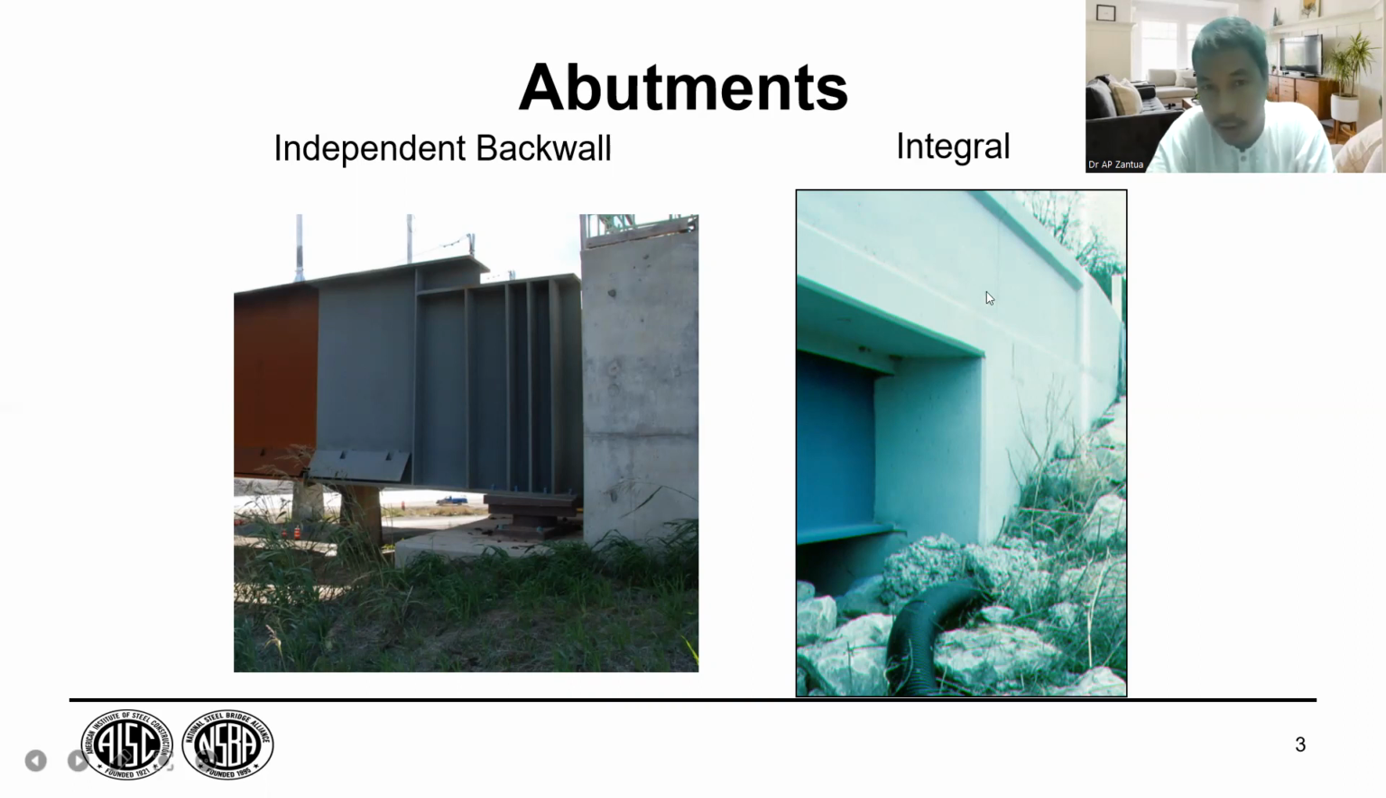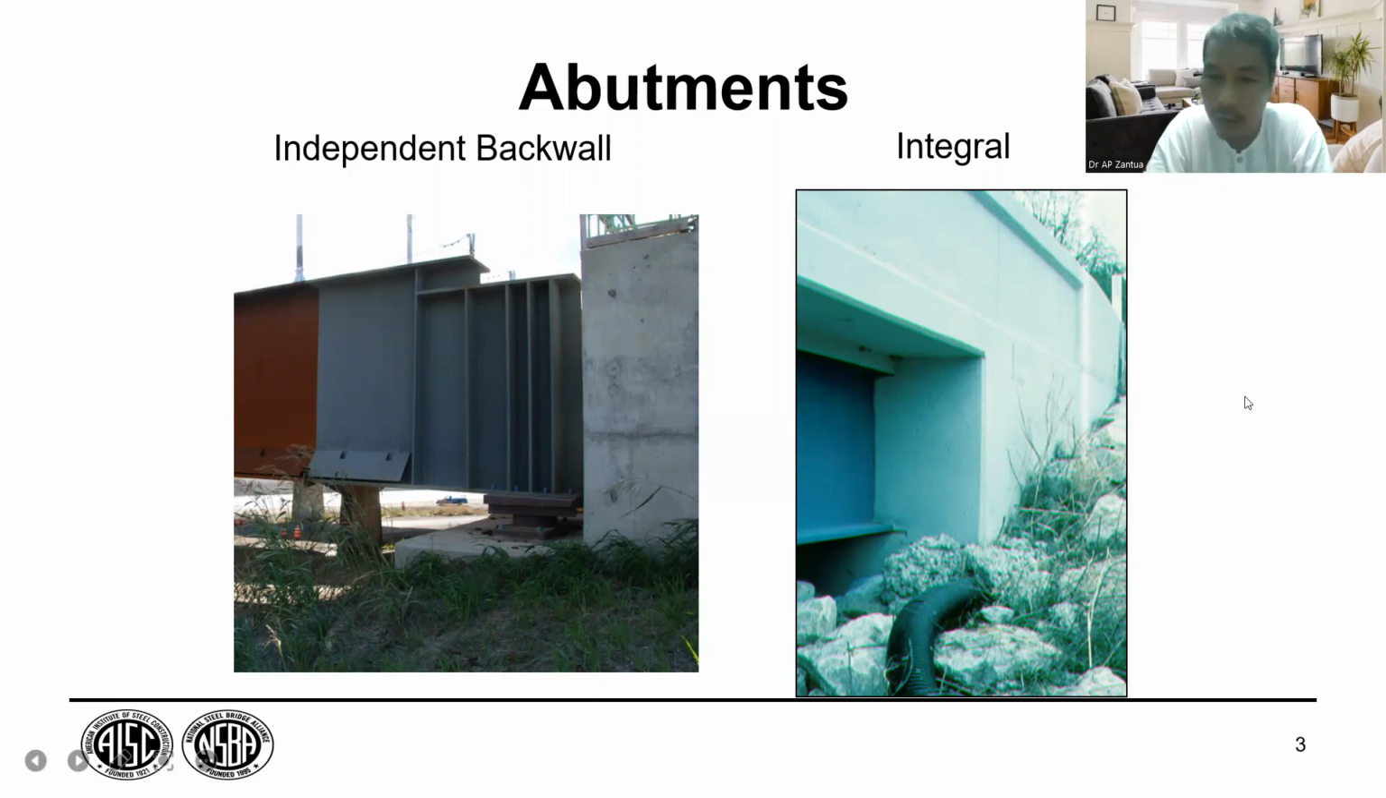So the integral type of abutment means the bridge and the abutment are poured as one single unit. This is the end of the bridge, and in a single unit, it is connected to the abutment. This is actually the girder of the bridge.